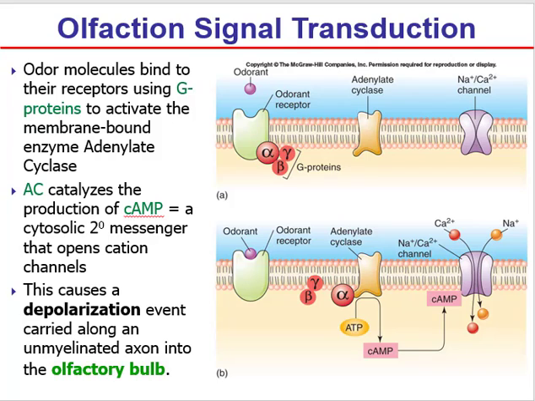Let's take a look at that process. Here we can see the signal transduction process that involves the activation of adenylate cyclase at the membrane, which triggers the activation of cyclic AMP. Notice how the operation of these ion channels allows both sodium and calcium ions to flood inside the cell, causing massive depolarization along unmyelinated axons that terminate in the olfactory bulb.